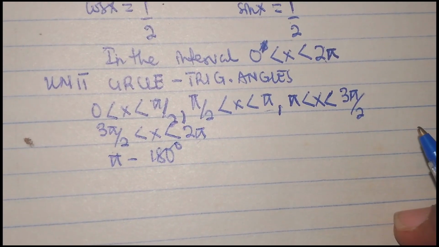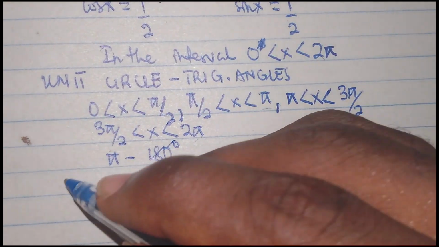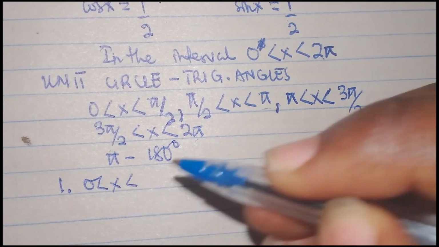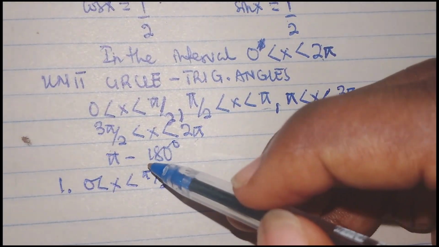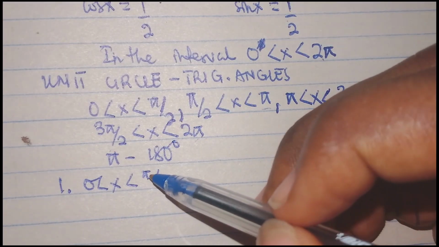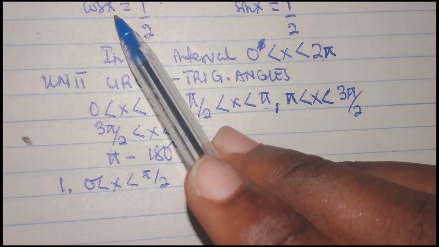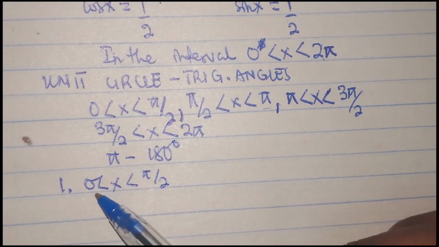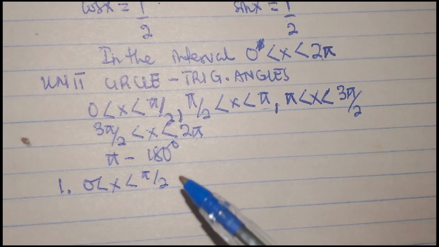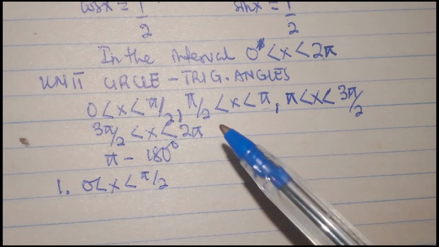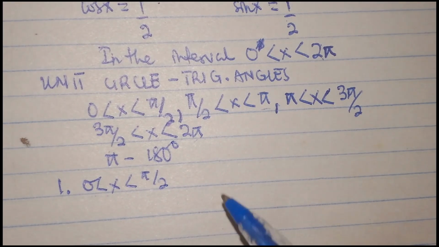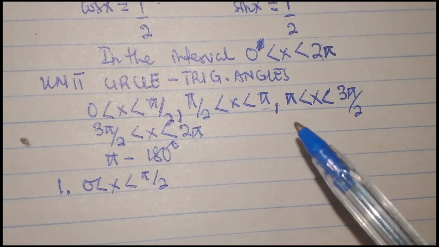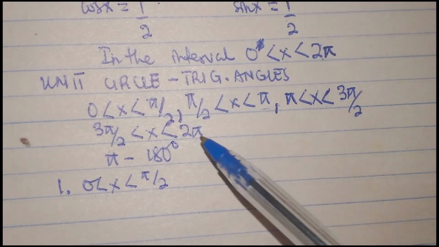Okay, now let's continue. The first part we are looking at is 0 less than x less than pi over 2. This is actually the part that people find easy to do. So if cos x is equal to half, and we are looking at 0 less than x less than pi over 2, that is, if you take your unit circle, you are looking at 0 degrees to 90 degrees.